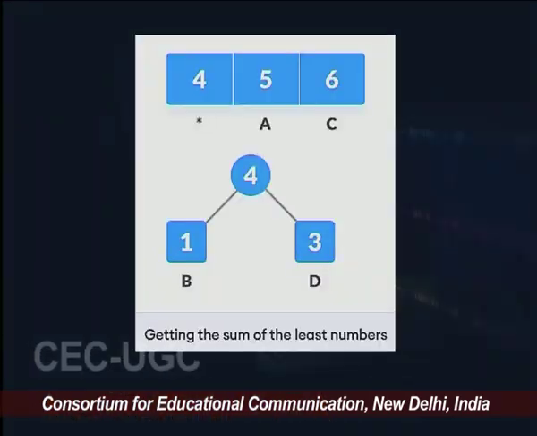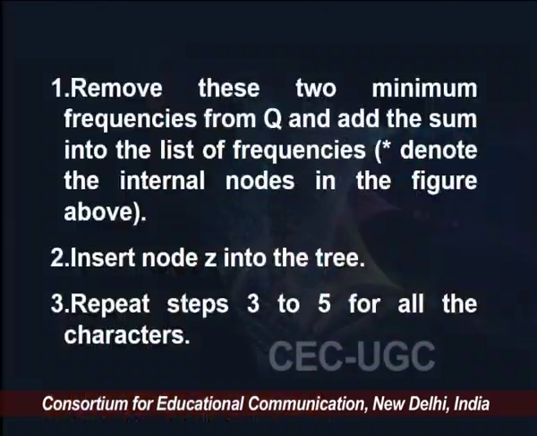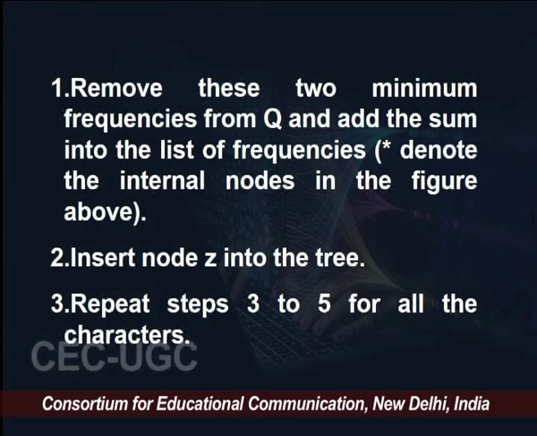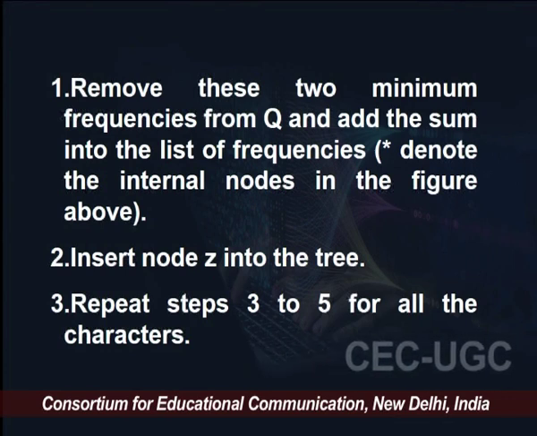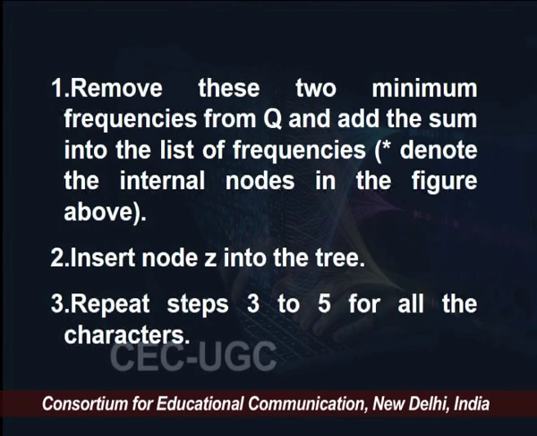Moving further, we are going to repeat this process for the other nodes as well. How? Let us see. Here we have removed the 2 minimum frequencies from the priority queue and added the sum into the list of frequencies. We have also inserted the node Z into the tree, and then we are going to repeat these steps for all the characters.